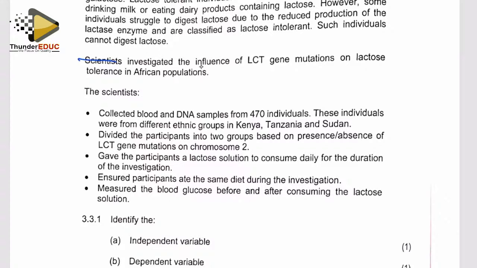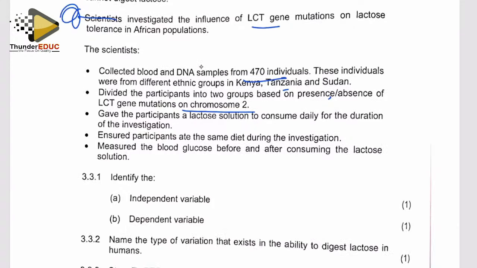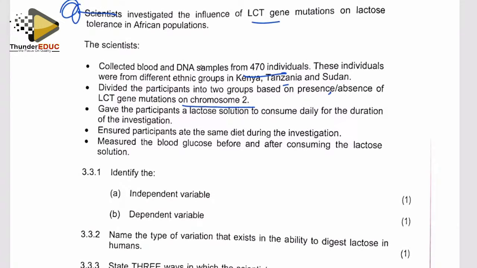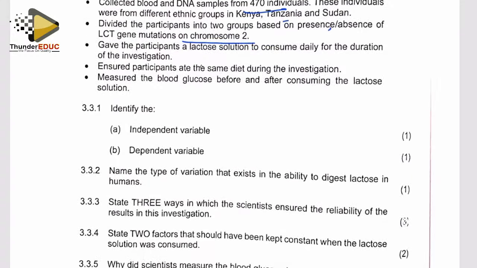Scientists investigated the influence of the lactose intolerance gene mutation on lactose tolerance in the African population. This is very important. They collected DNA of participants found in Tanzania, Kenya, and Sudan, and divided the participants into two groups. They gave the participants a lactose sugar solution to consume daily. They ensured that participants ate the same diet during the investigation, and measured the blood glucose before and after.